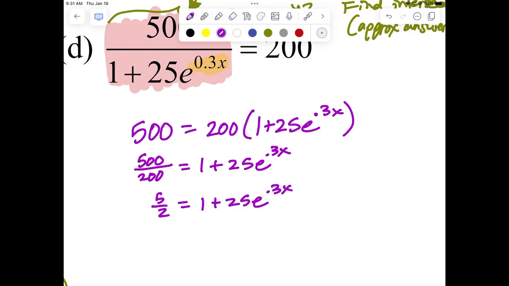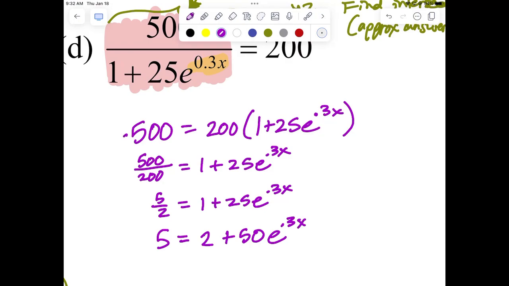Now, I have another fork in the road. I can either keep working with 5 halves, or call it 2.5, which is a decimal. We don't really work with decimals in here unless we have a calculator. Or I can get rid of the fraction by multiplying both sides by 2 and distributing the 2 to the right-hand side, which gives me 2 plus 50 e to the 0.3x.